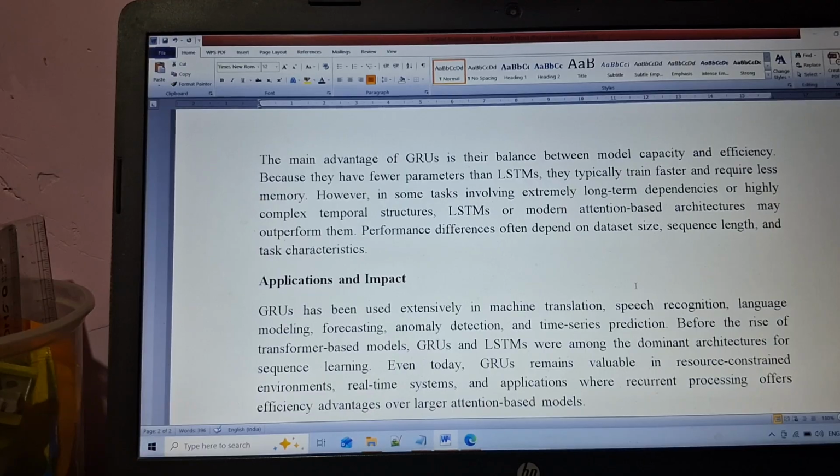Strengths and trade-offs. The main advantage of GRU is the balance between model capacity and efficiency because it has fewer parameters than LSTM, long short-term memory. It typically trains faster and requires less memory. However, in some tasks involving extremely long-term dependencies or highly complex temporal structure, LSTM or modern attention-based architectures may outperform it. Performance difference often depends on dataset size, sequence length, and task characteristics.